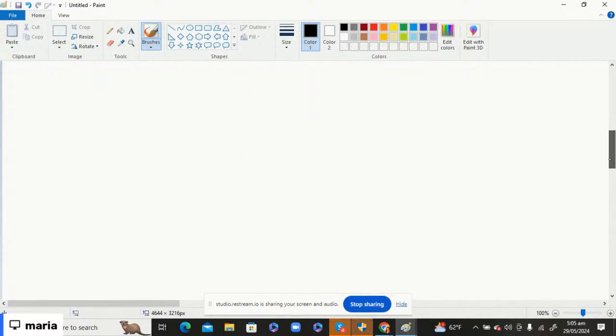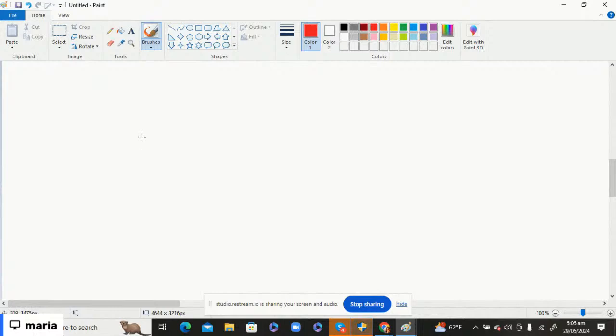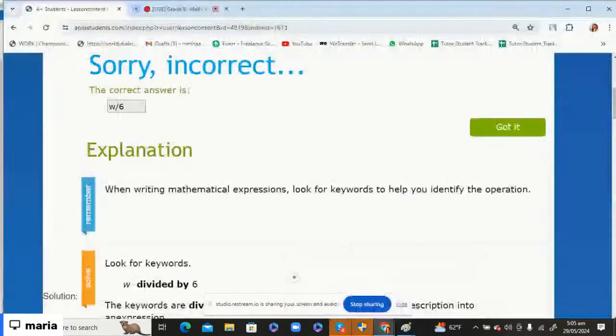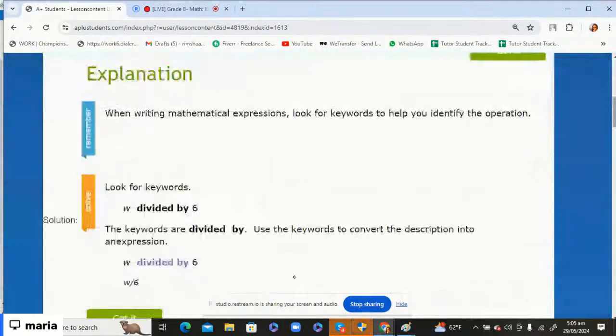Let me write another example: X is divided by 4. How can we write it? X divided by 4, like this. This is basically the expression. We write it this way. Now this is the case of division. Let's take an example from here: W is divided by 6. How can we write it? W by 6, as already written.